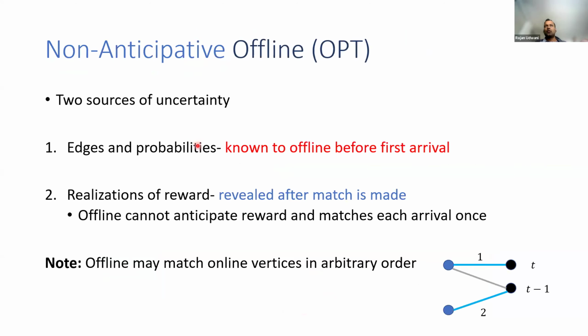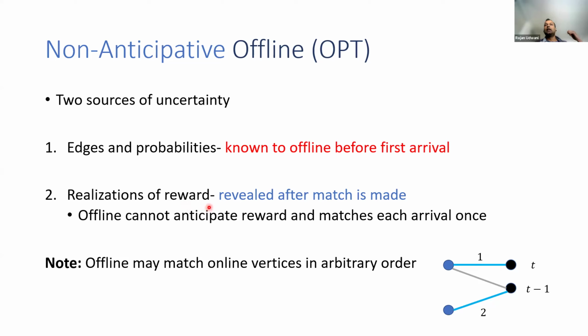So there are 2 sources of uncertainty. One is that these arrivals, the edges and their probabilities, are revealed one by one. So this is completely known to the offline upfront. So offline knows the full graph in the sense it knows all the edges and their probabilities, but it does not know the realizations of reward. It does not know what would happen if it picked a particular edge in the matching.